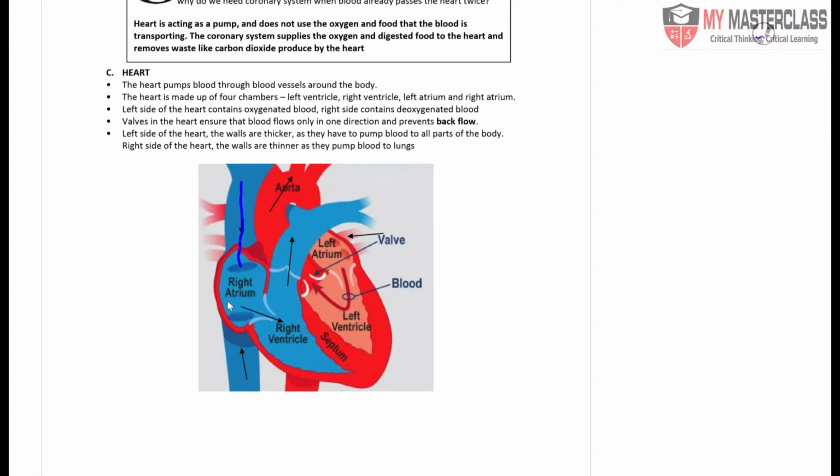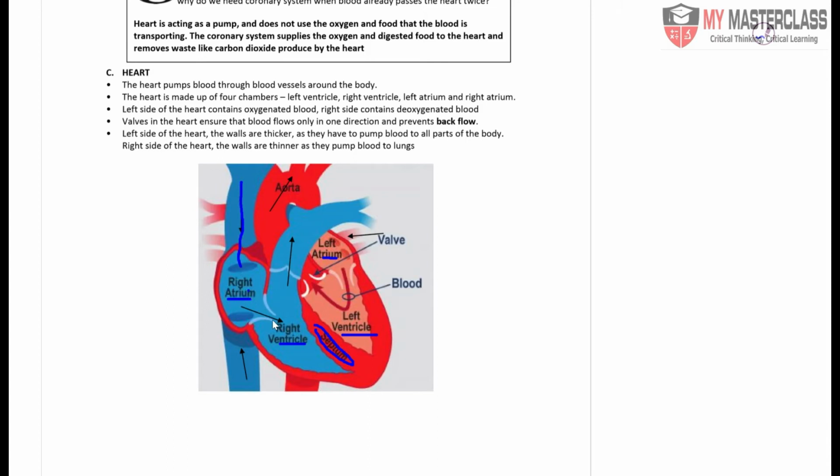The heart is divided into 4 areas: 1, 2, 3, 4. 2 at the top, 2 at the bottom. The top 2 are called the atrium, and the bottom 2 are called the ventricle. The top right is called the right atrium, the bottom right is called the right ventricle. How do you name it? You name it based on whether they are at the top or at the bottom, and whether it is on the right or on the left. The left side and the right side of the heart are separated by what we know as the septum.